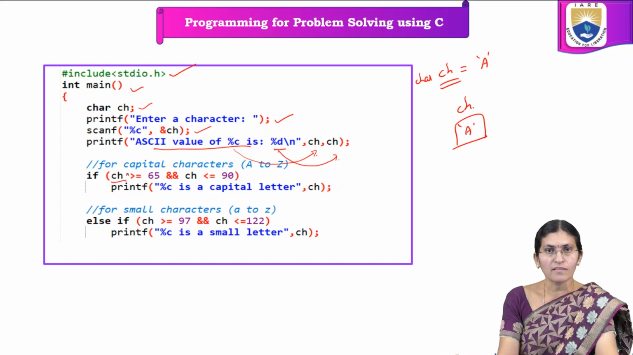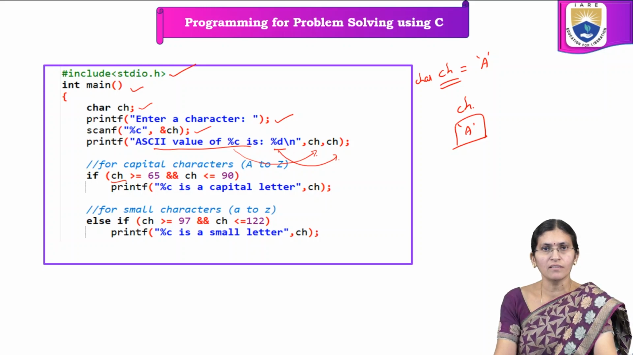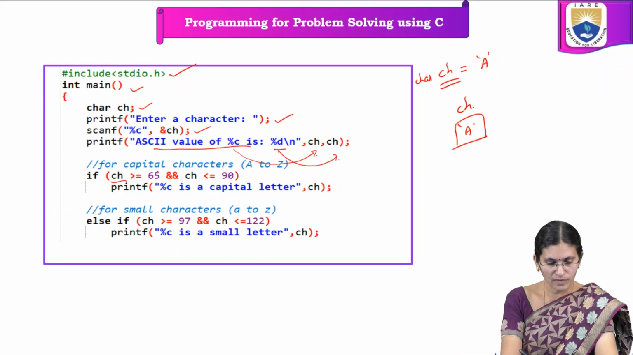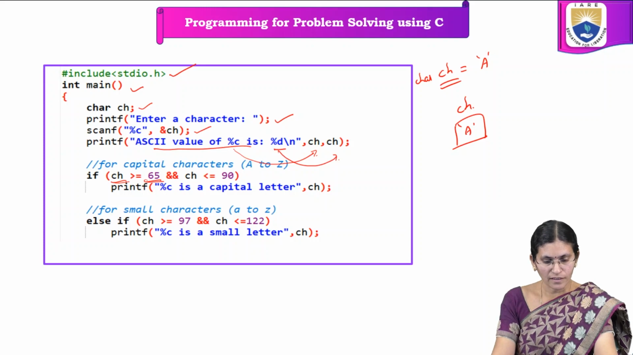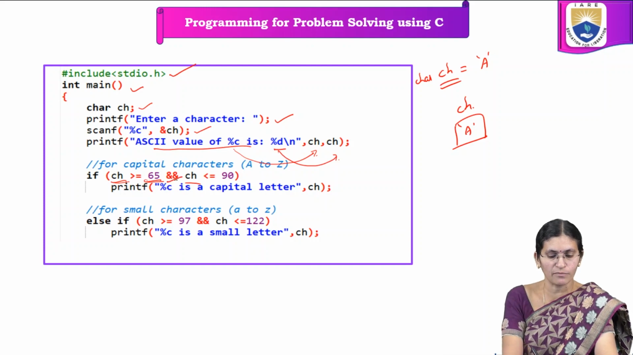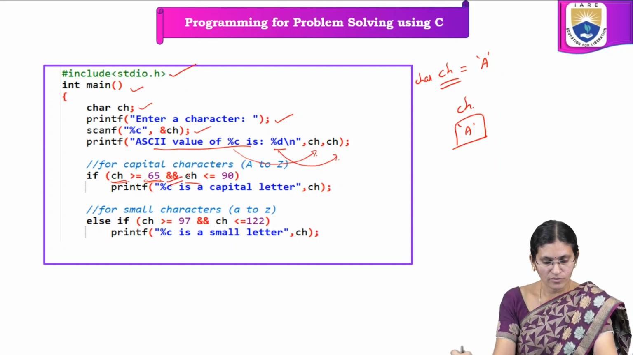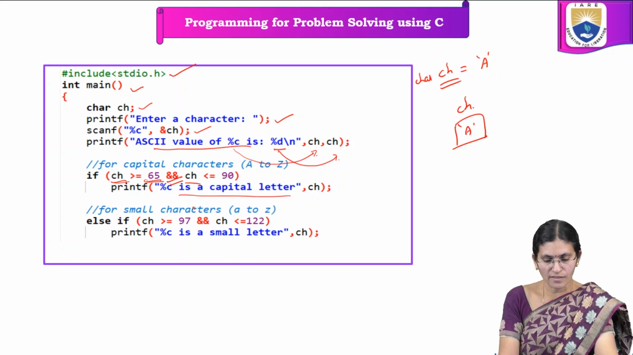Next, we have written an if else condition here, and by using this we have written the program. If CH value is greater than or equal to 65, and also CH is less than or equal to 90, these two are combined by the logical AND operator, then it is a capital letter. "%c is a capital letter." Here %c is the format specifier to print the character variable CH.